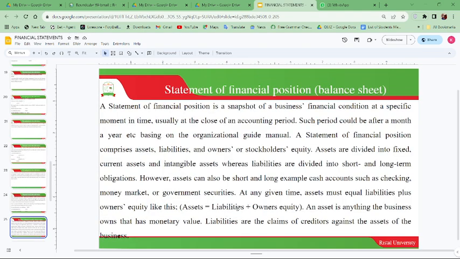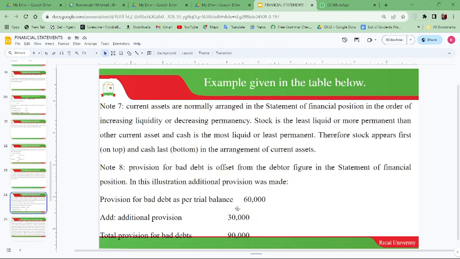So let's look at statement of financial position. A statement of financial position is a snapshot of a business's financial condition at a specific moment in time. Stock is the least liquid or more permanent than other current assets, and cash is the most liquid or least permanent. Therefore, stock appears first on top and cash last at the bottom in the arrangement of current assets.